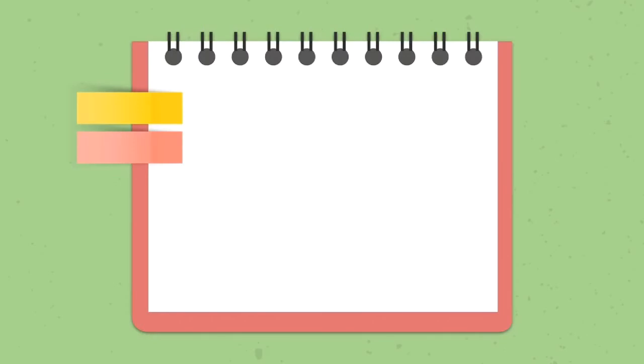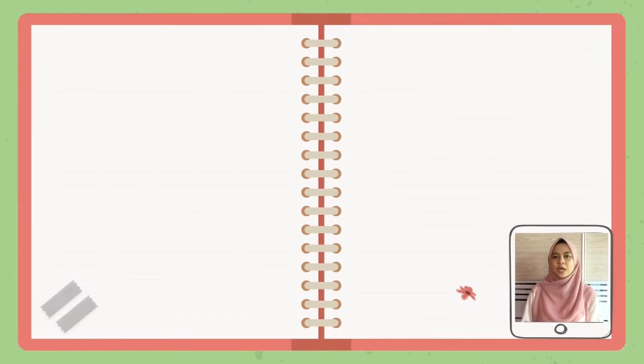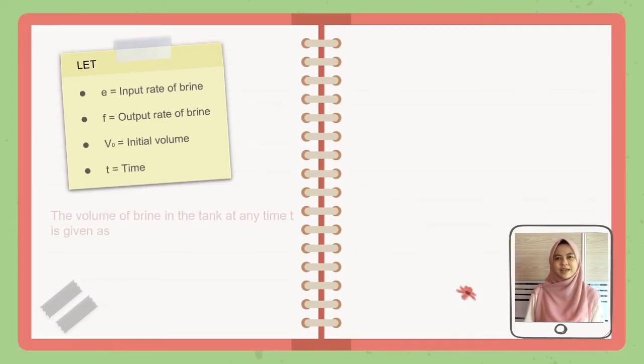Alright, let's find the answer for 2A. First, we let E be the input rate of brine, F the output rate of brine, V naught the initial volume, and t the time. Next, the volume of brine in the tank at any time t is given as V is equal to V naught plus (E minus F) times t.